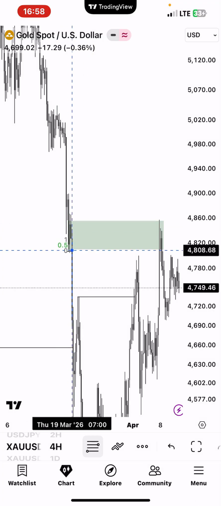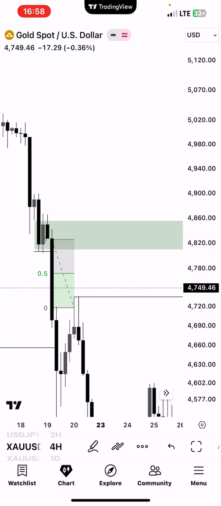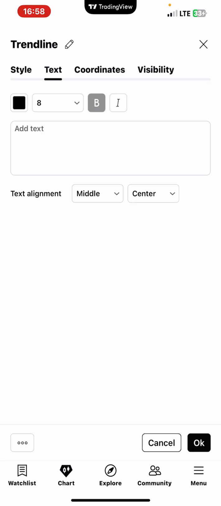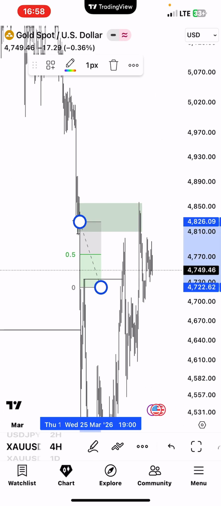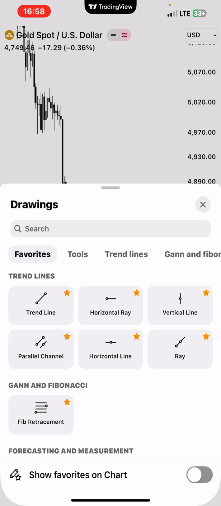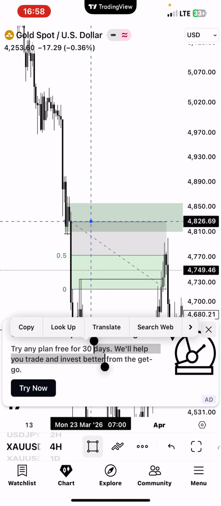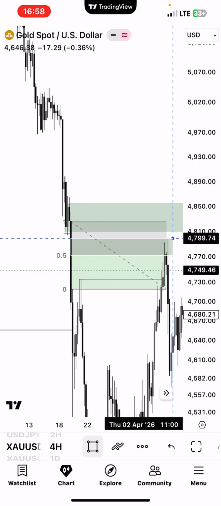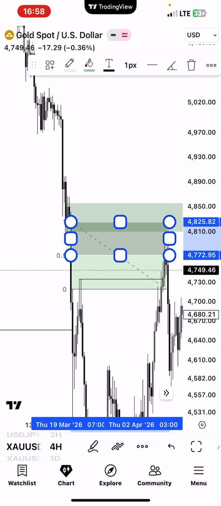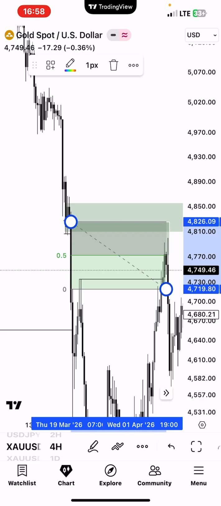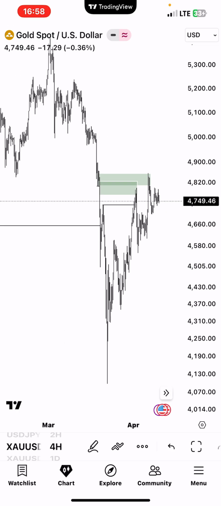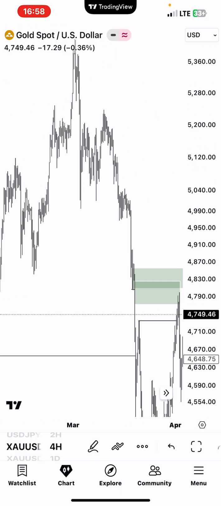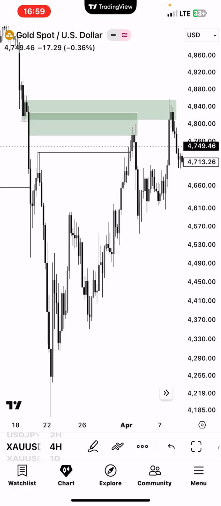maybe an FVG, somewhere around here. So those are two likely scenarios where you can expect the drop. The question is: what do you do when that drop wants to happen, and how can you take advantage of that drop? I want to look at a scenario whereby price doesn't obey the whole thing.